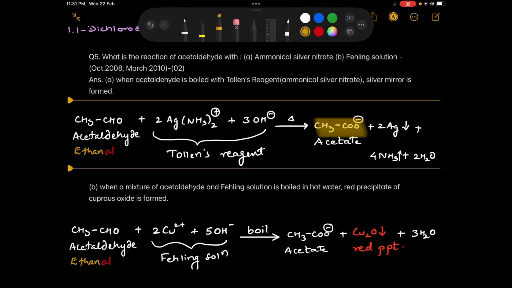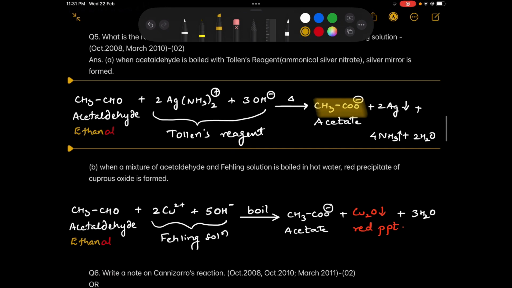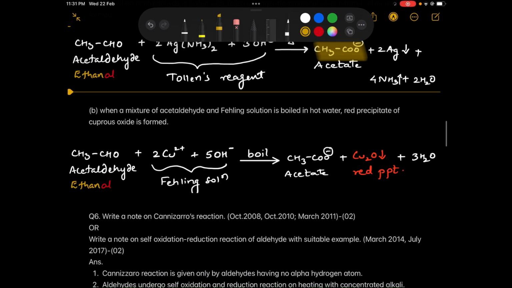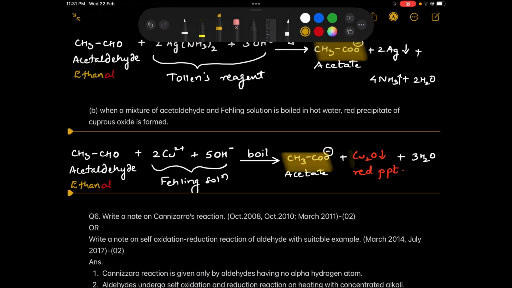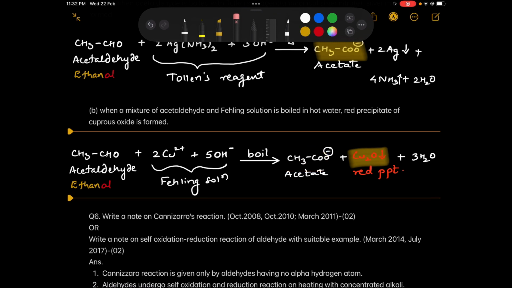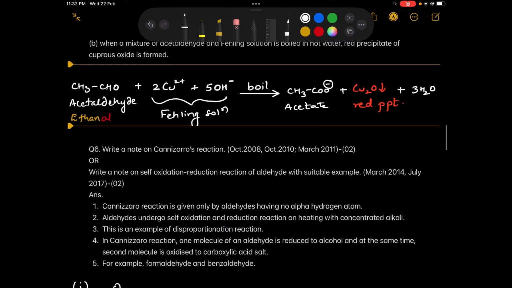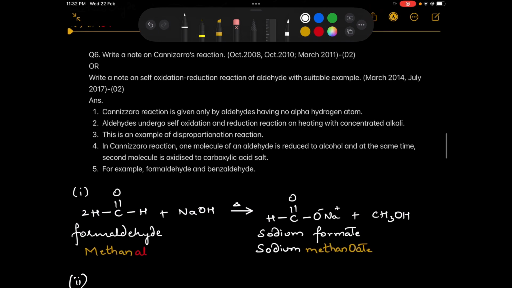The next reagent is Fehling solution. Now when we put Fehling solution into acetaldehyde, what we get is acetate ions, and we get a red colored cuprous oxide. The formation of cuprous oxide indicates the presence of an aldehydic group in the organic compound which is under investigation.